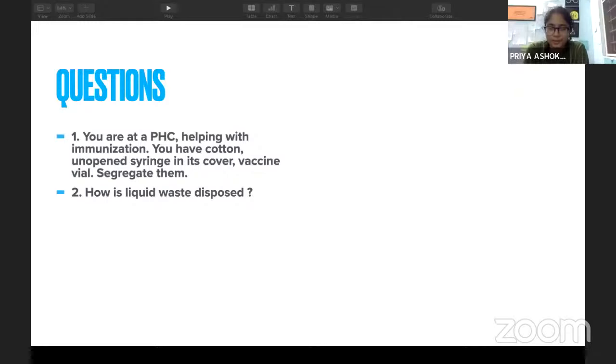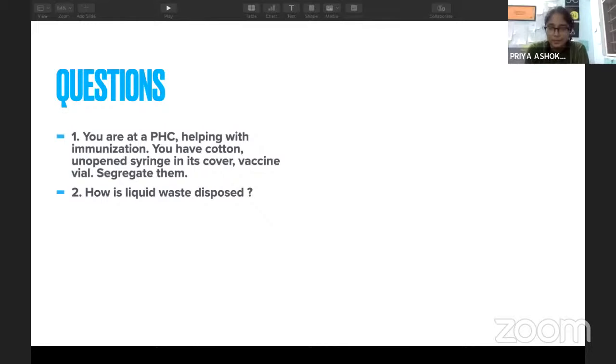Okay. Our cover will go in domestic waste. So, black bag. Okay. Black bag. And the syringe, the plastic waste, will go in red bag. And the vaccine vial is a glass container. The glass waste will go in a blue container. Okay. And you want to throw the entire syringe into red? No, the syringe will go into red. The needle will go into the sharps.